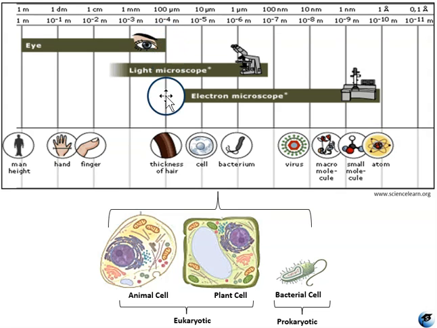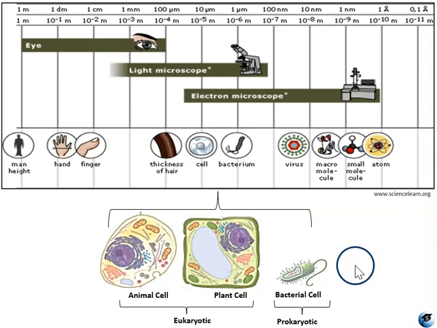Right, so the human eye goes up to about the thickness of a hair. And then after that point, you're going to need a microscope of some kind. So here we have a light microscope and electron microscope. A compound light microscope allows you to see things as small as a single cell. And an electron microscope allows you to see things much smaller, things like viruses and macromolecules, and even a single atom with a very sophisticated electron microscope.